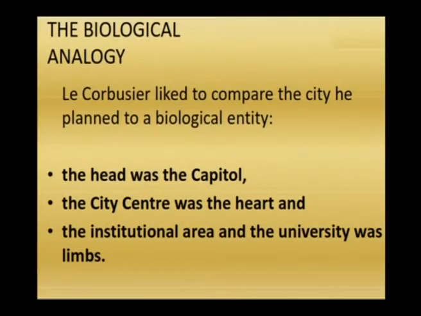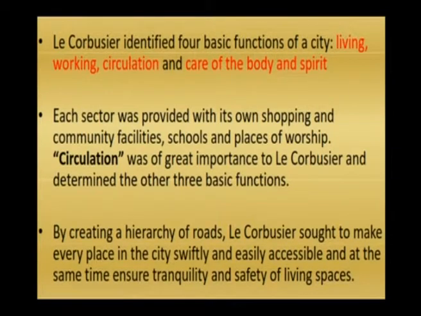Again, here he continued his analogy with the anatomy of man, or the biological analogy. Le Corbusier liked to compare the city he planned to a biological entity. The head was the capital. The city center was the heart. The institutional area and the university were the limbs. Le Corbusier identified four basic functions of a city: living, working, circulation, and care of the body and spirit. Each sector was provided with its own shopping and community facilities, schools and places of worship. Circulation was of great importance to Corbusier, and it determined the other three basic functions of living and working. And when you talk of taking care of body and spirit, it means nothing but culture and entertainment.